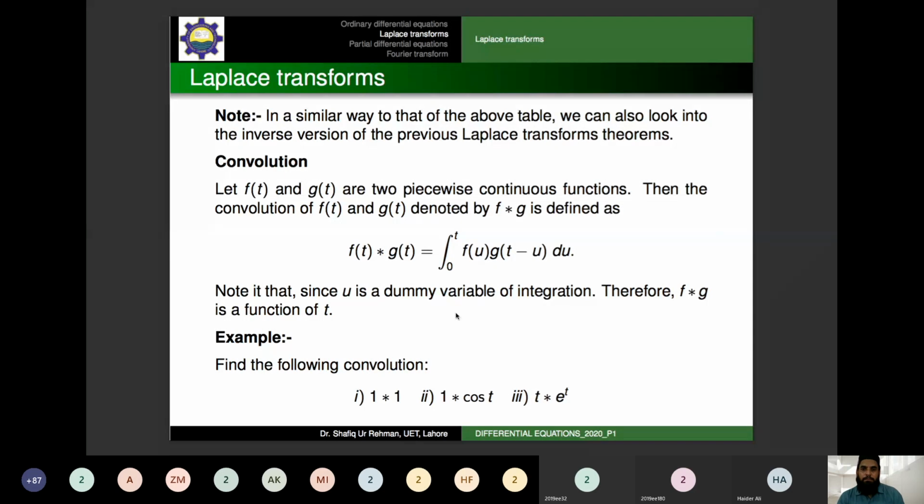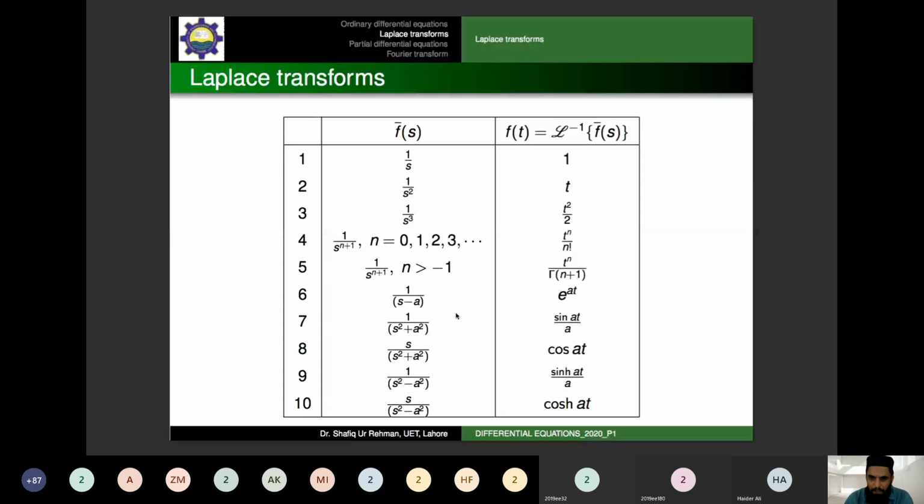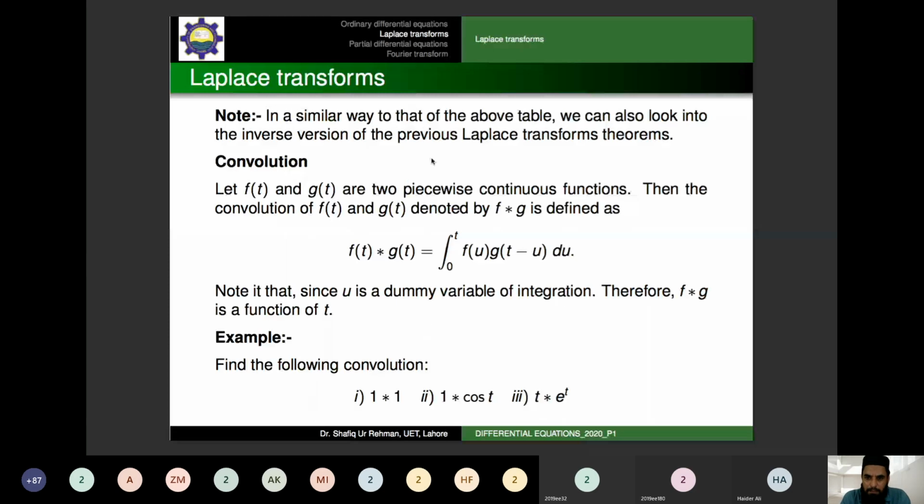In the same way, we can also look into the inverse version of the previous Laplace transform theorems. We have gone through quite a few theorems in the previous lectures. Just like Laplace of 1 is 1 upon s, the inverse of 1 upon s will turn out to be 1. On the same line, you can look into the inverse version of the previous Laplace transform theorems. We will try to highlight that wherever it is applicable or needed in the upcoming slides.